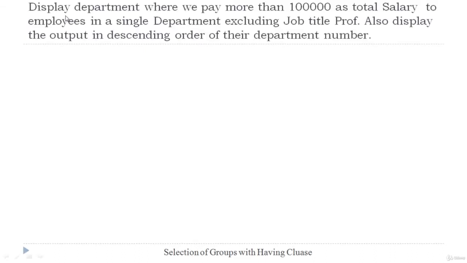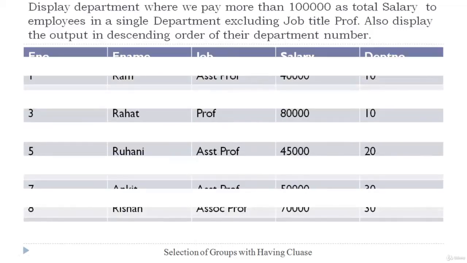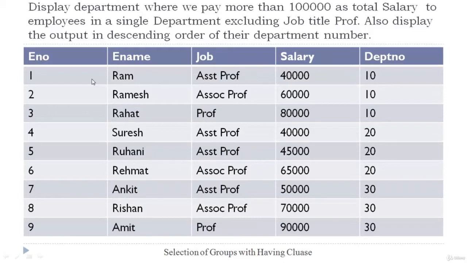Let us perform this task: display department number where we pay more than 1 lakh as total salary to employees in a single department, excluding job title professor. Also display the output in descending order of department number. This operation will be performed on the same employee database with 5 columns: E number, E name, job, salary, and department number. In this case, the first step will be to exclude the undesirable record of professor before making the groups. So these are the records which we need to discard.